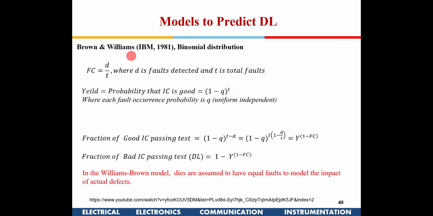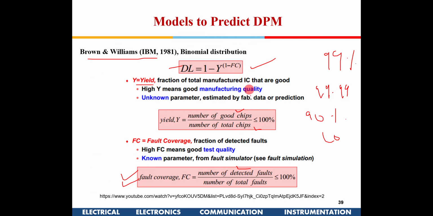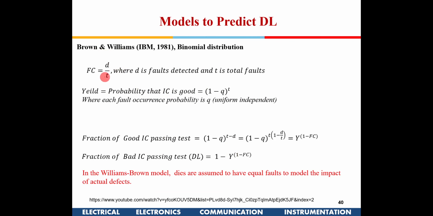There is a small derivation also here. The derivation is not important, but these equations you might want to remember for your quiz and things like that. I have taken this derivation from this link. Here, K is the fault coverage. T is the total faults, out of which D is detected.